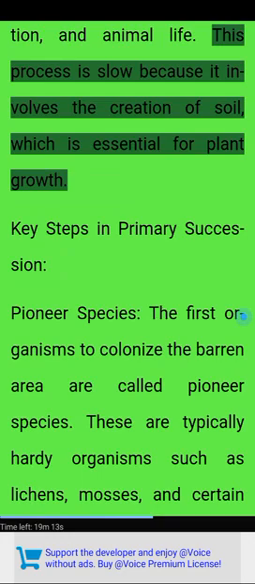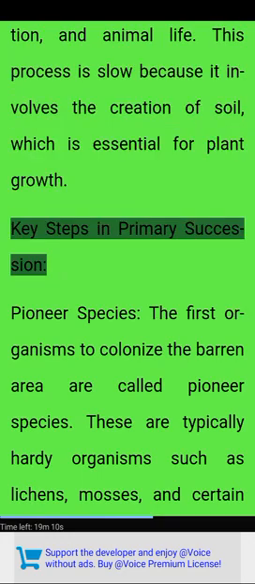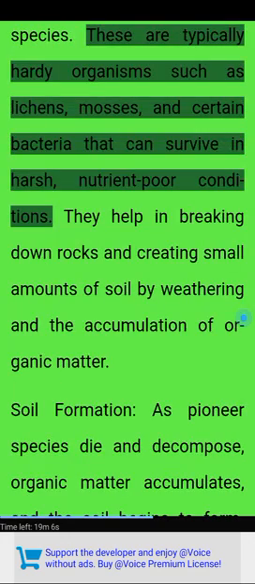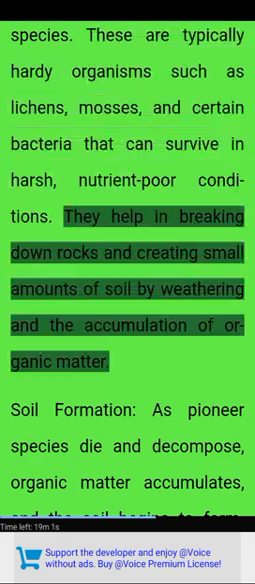This process is slow because it involves the creation of soil, which is essential for plant growth. Key steps in primary succession. Pioneer species. The first organisms to colonize a barren area are called pioneer species. These are typically hardy organisms such as lichens, mosses, and certain bacteria that can survive in harsh, nutrient-poor conditions. They help in breaking down rocks and creating small amounts of soil by weathering and the accumulation of organic matter.